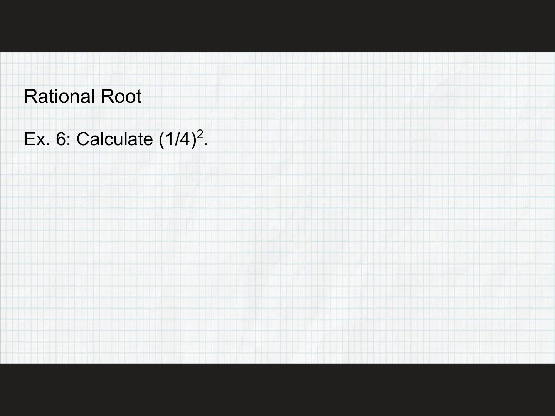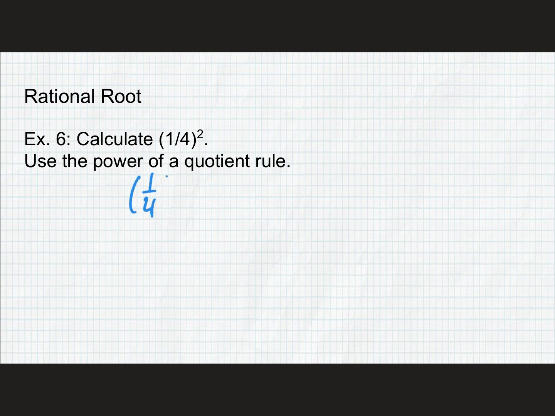Finally, let's have a look at rational roots. To do this, we're going to look at an example. We are going to calculate 1/4 squared. Now, we can accomplish this using the quotient rule. According to the quotient rule, this will be 1 squared over 4 squared, which is 1 times 1 over 4 times 4, or the fraction 1 over 16.